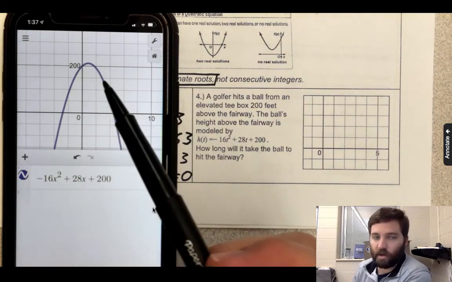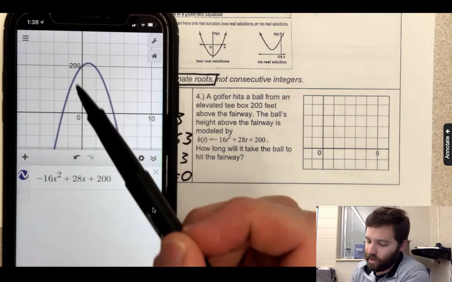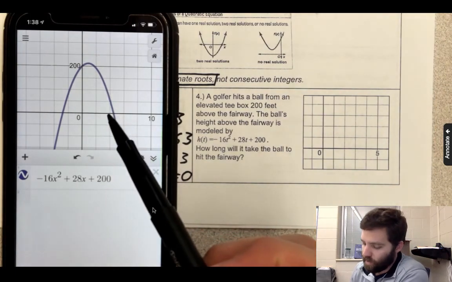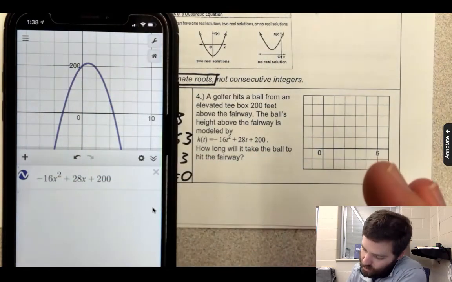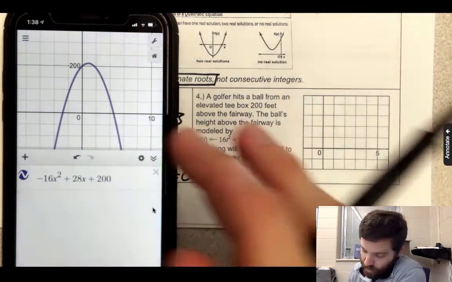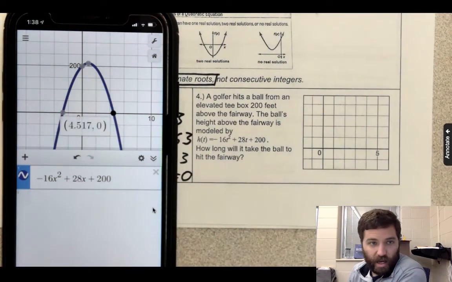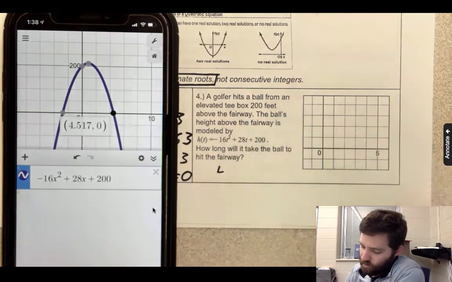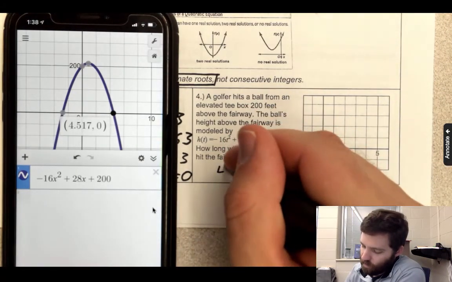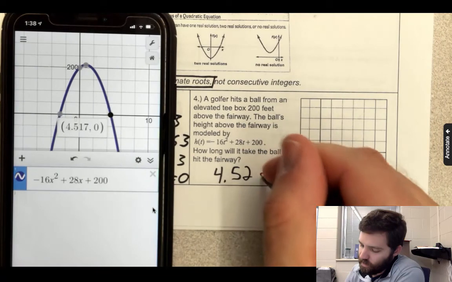Again, let's understand what's going on in the curve here. We have height on the y-axis and time on the x-axis. Okay, so when the height is 0, that's when it hits the fairway. So how long does that take? Well, if you just tap, you see that it takes 4.5 seconds approximately. So in fact, let's always go 2 decimal places. So 4.52 seconds.